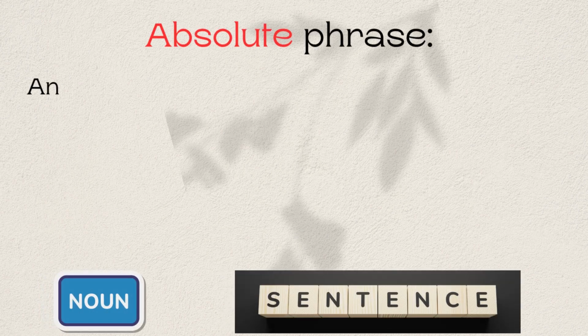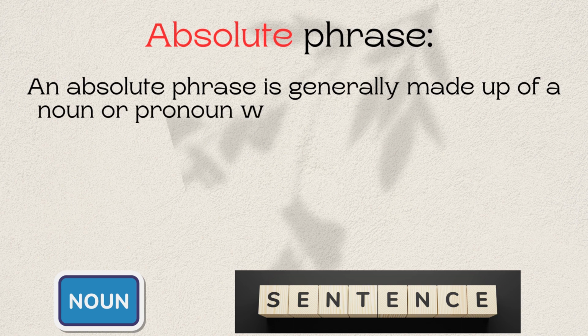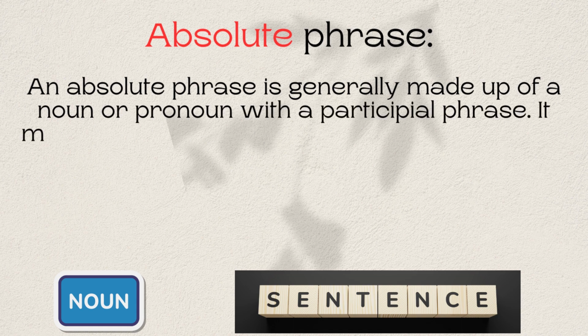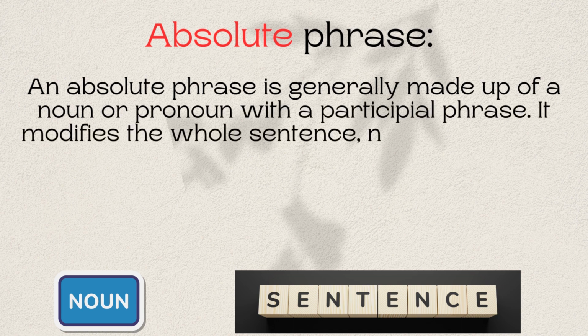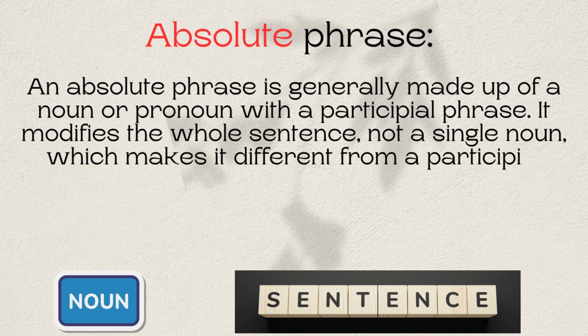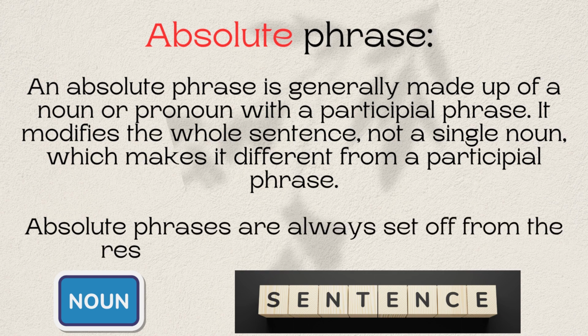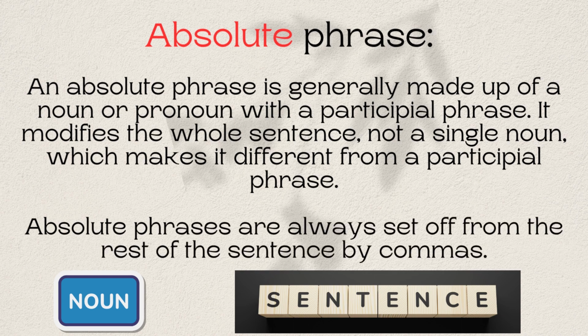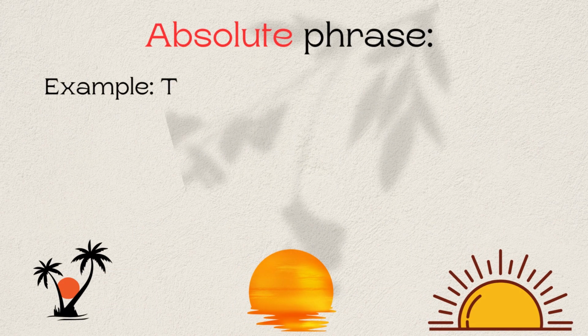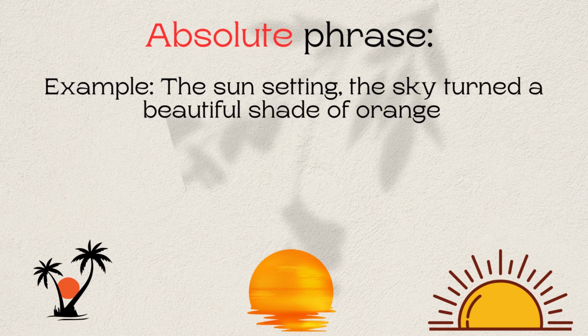Last but not least, absolute phrase. An absolute phrase is generally made up of a noun or pronoun with a participial phrase. It modifies the whole sentence, which makes it different from a participial phrase. Absolute phrases are always set off from the rest of the sentence by commas. Example, the sun setting, the sky turned a beautiful shade of orange.